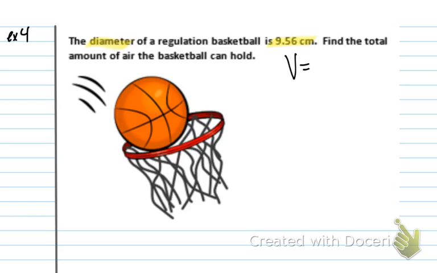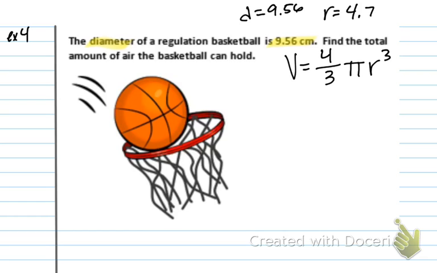So the volume of a sphere we know is 4 over 3 pi times the radius cubed. Okay. They give us diameter, but we don't know what the radius is, so we got to find it. So we're going to divide this by 2 to get the radius. So 9.56 divided by 2. The radius is going to be 4.78.